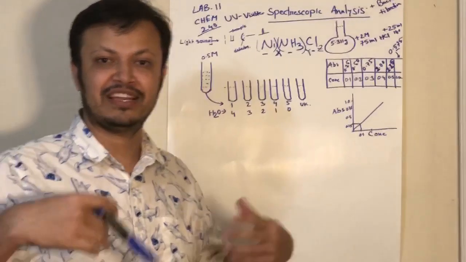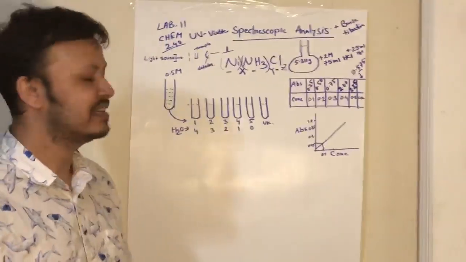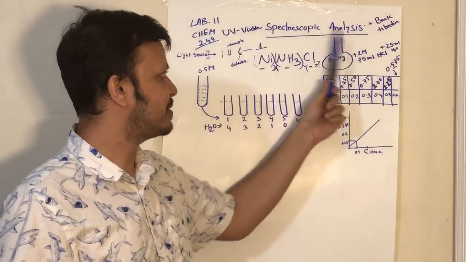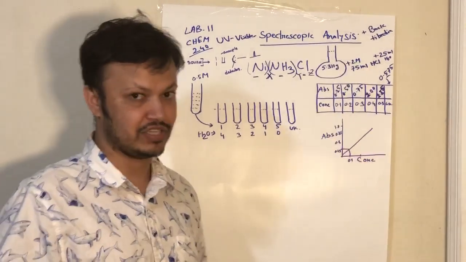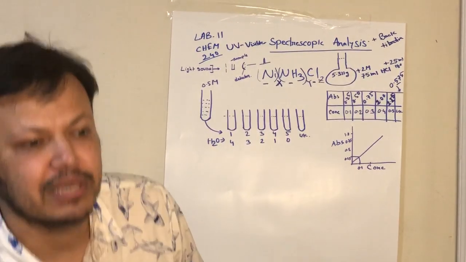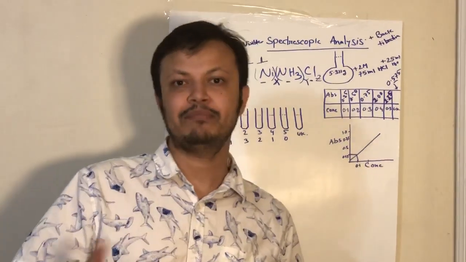So we came for another lab. It is lab 11. In this lab, it is a UV visible spectroscopic analysis plus back titration. In your book, it is written only the UV visible spectroscopy, but here we will also learn the back titration as well.